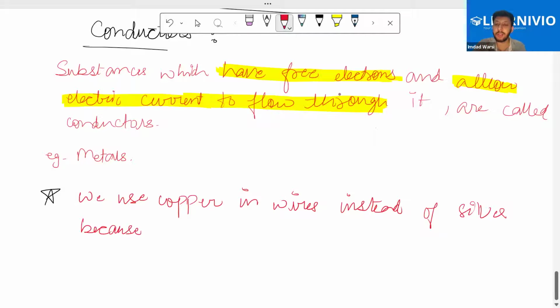We use copper in wires, right? Why are we using copper if silver is the best conductor of electricity? Because silver is expensive. We say it's not economical. We talk about economy, right? So it becomes very expensive for us to use, because silver is not economical.